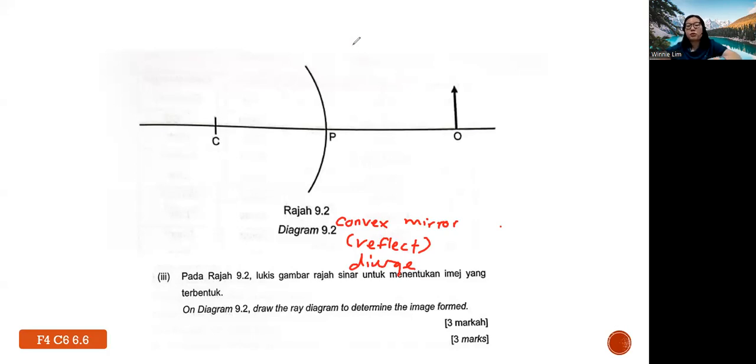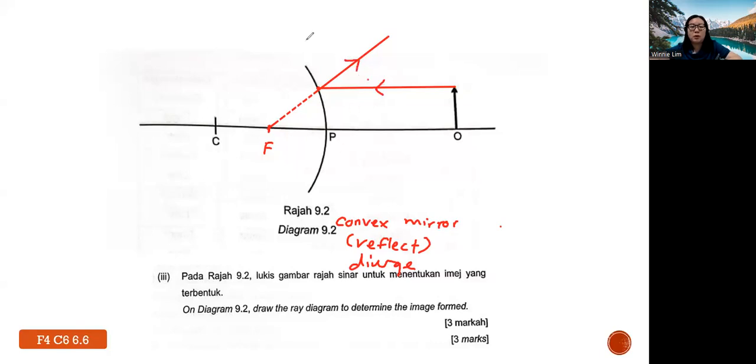So how do you construct the rays? First, any ray parallel to the principal axis will bounce and diverge. In this context, you need to have your focal point. You measure and mark it at the midpoint. This is the virtual focal point, so you draw like that. Because it's virtual, this part should be dotted, which means they are not the actual rays. The actual ray is what? It strikes the surface and then bounces.